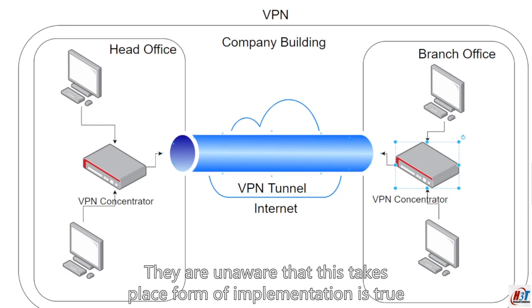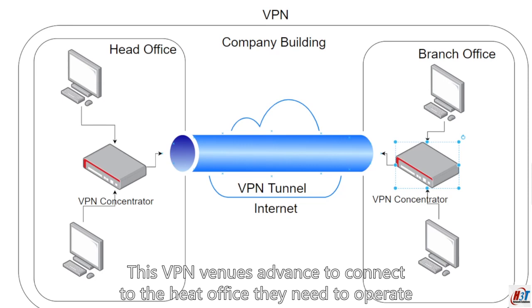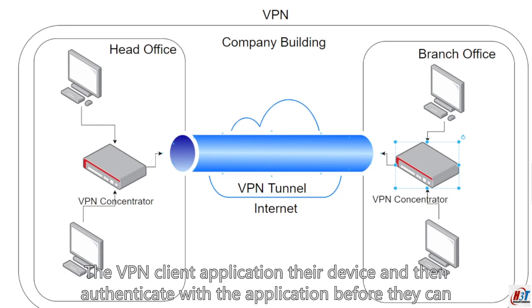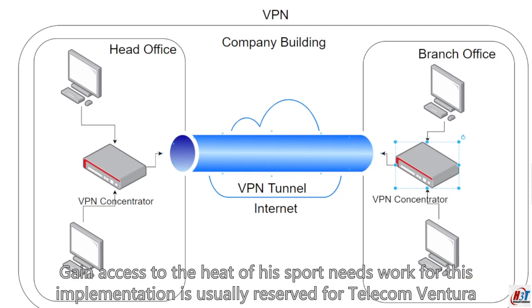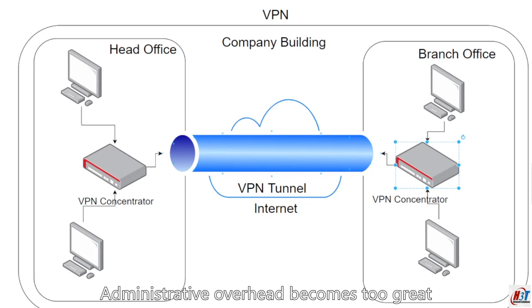So another common form of implementation is through the installation of a VPN client on each device, also known as the remote access VPN. When a user wants to connect to the head office, they need to open the VPN client application on their device and then authenticate with the application before they can gain access to the head office network. So this implementation is usually reserved for telecommuters or mobile users, such as sales staff or field engineers or home-based users, since the administrative overhead becomes too great.